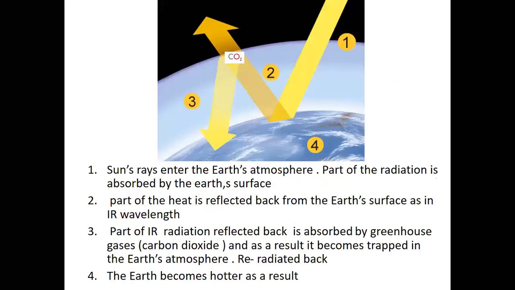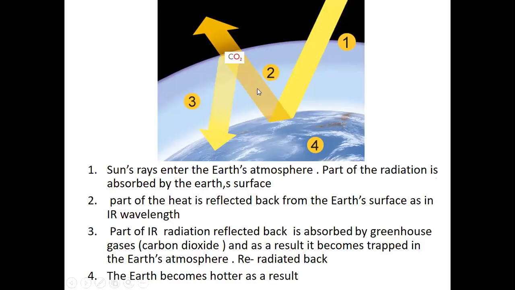So in this picture, you can see what happened due to the greenhouse effect. Here you can see number one: the sun's radiation enters the earth's atmosphere. Then part of the radiation is absorbed by the earth's surface, and part of the radiation is reflected back.